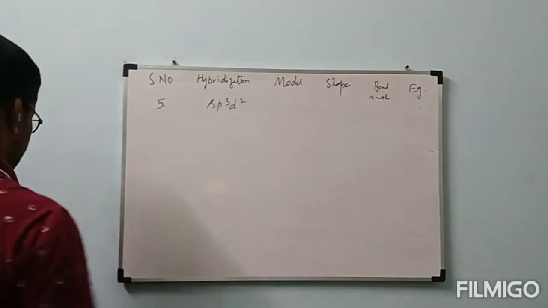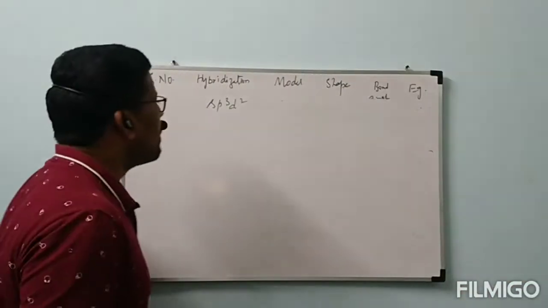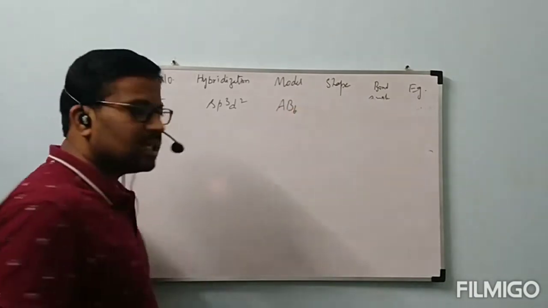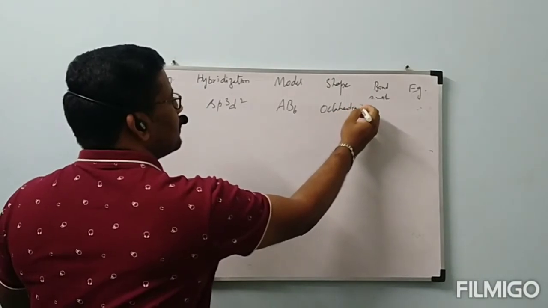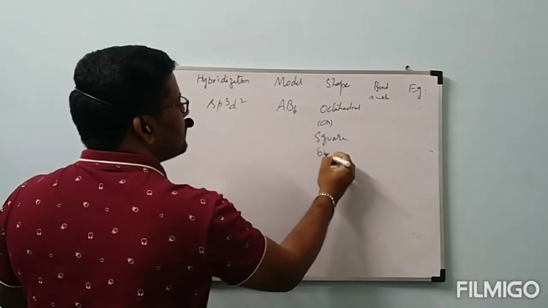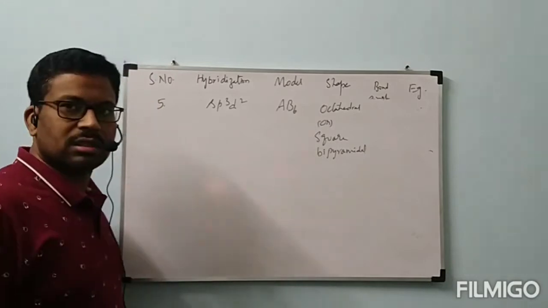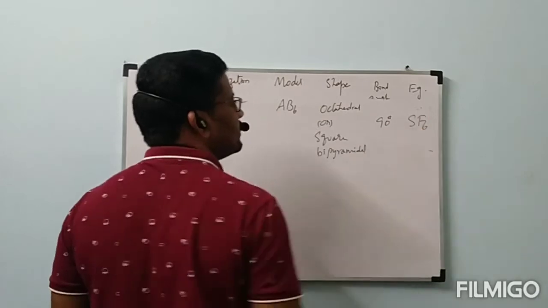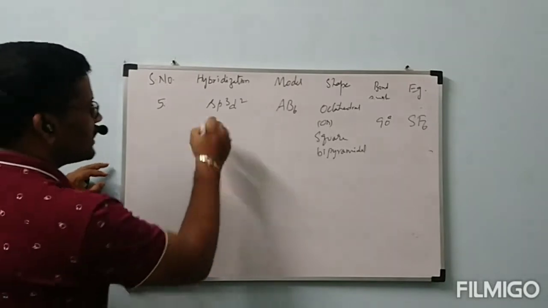sp3d2. Fifth one, sp3d2. Model AB6. All the 6 are bond pairs. Shape octahedral or square bipyramidal. Octahedral or square bipyramidal. Bond angle only 90 degrees. Example SF6. Next. Under sp3d2 only.